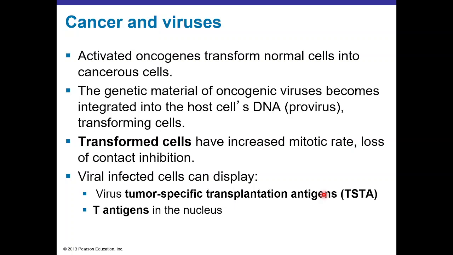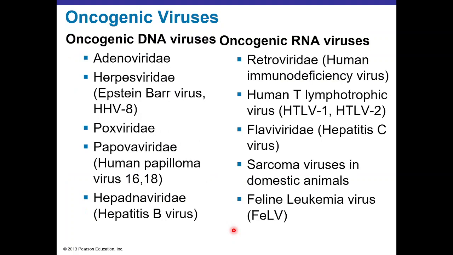And then in the case of tumor cells that are induced by viruses, these viruses sometimes have antigens that are displayed in the plasma membrane, and these are called virus tumor specific transplantation antigens, or TSTA. And some viruses can display antigens, which are proteins basically, in the nucleus. So these are known as T antigens.